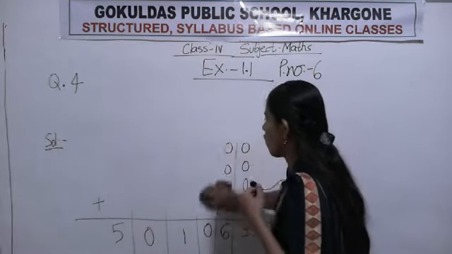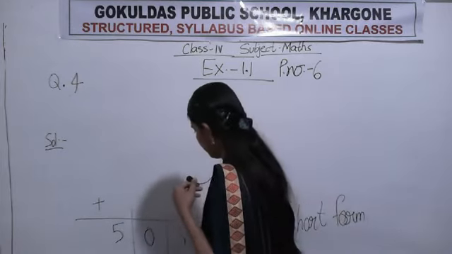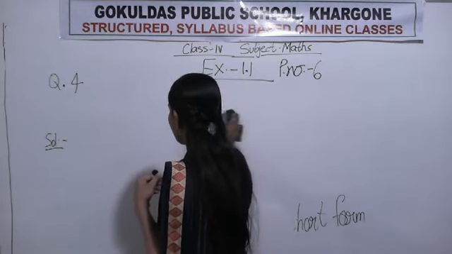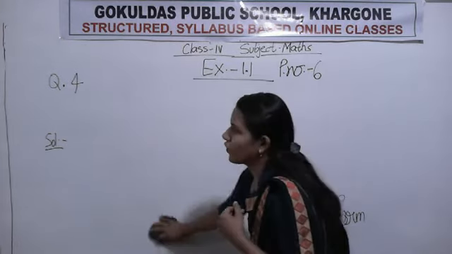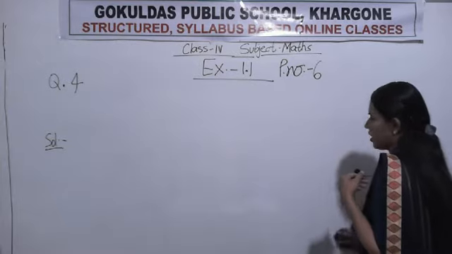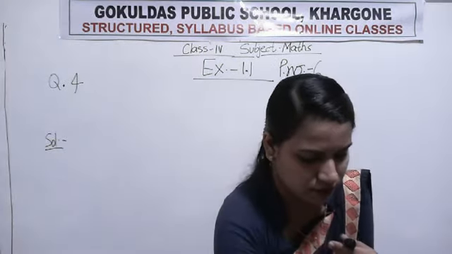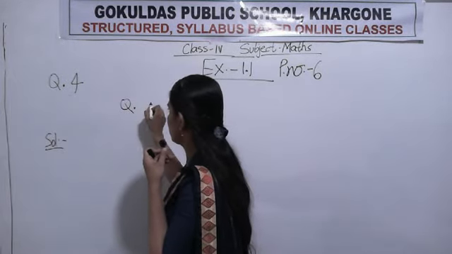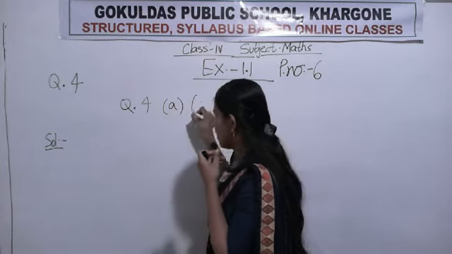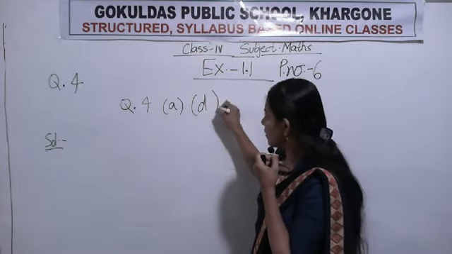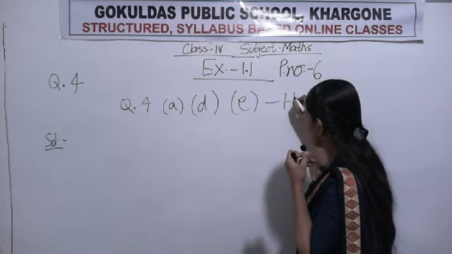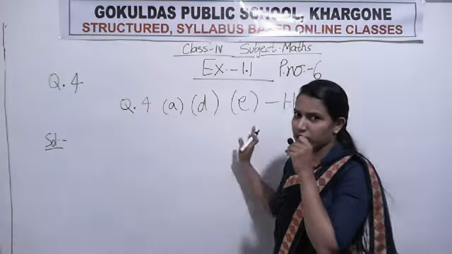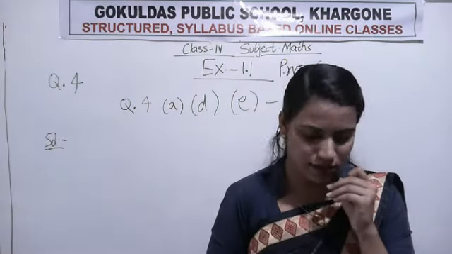Write the short form of a given expanded number. You put all the numbers in the place value table according to column wise and then add them all up. The remaining questions will be homework. Question number 4, A, D, E: homework. You have to perform this on your own. Try and check your answer.